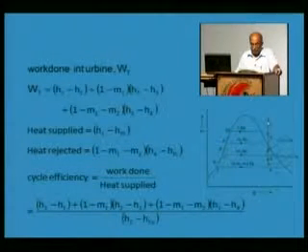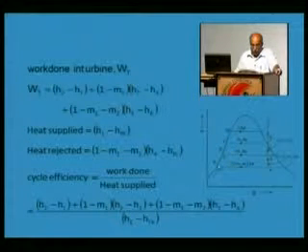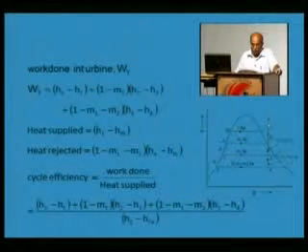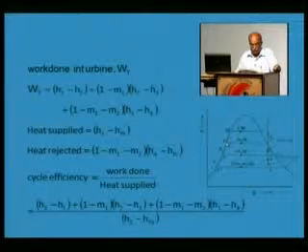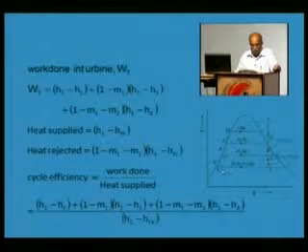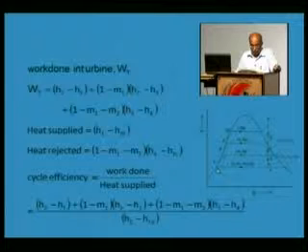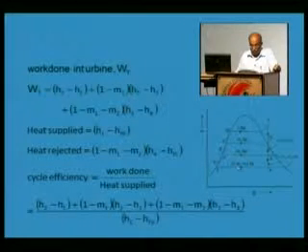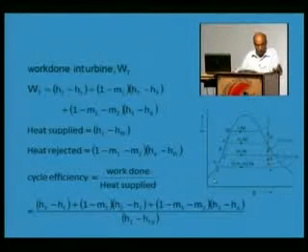In a Rankine cycle, heat would have been supplied from 5 to 1. Here the external quantity of heat supplied is 9 to 1 only. So, that saves the quantity of heat supplied, and the loss of heat in the condenser is (1 minus m1 minus m2) into (H4 minus Hf5).